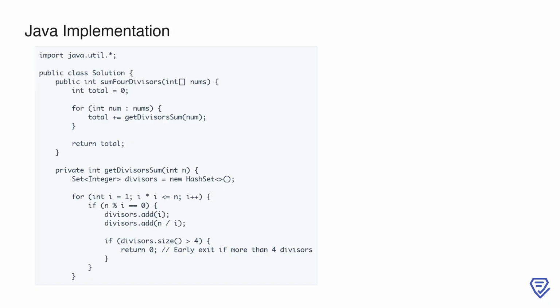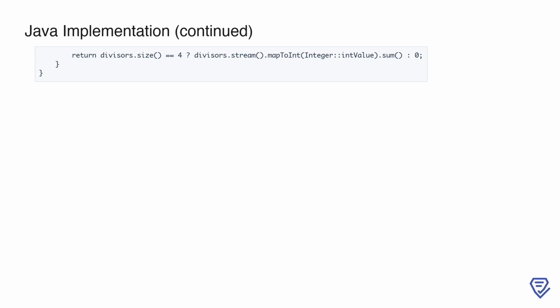Finally, the total sum is returned. Now, let's take a closer look at the getDivisorSum function, where the core logic resides. The getDivisorSum function is designed to identify the divisors of a number and check if there are exactly 4 of them. It uses a hash set to store the divisors, ensuring that each divisor is counted only once.